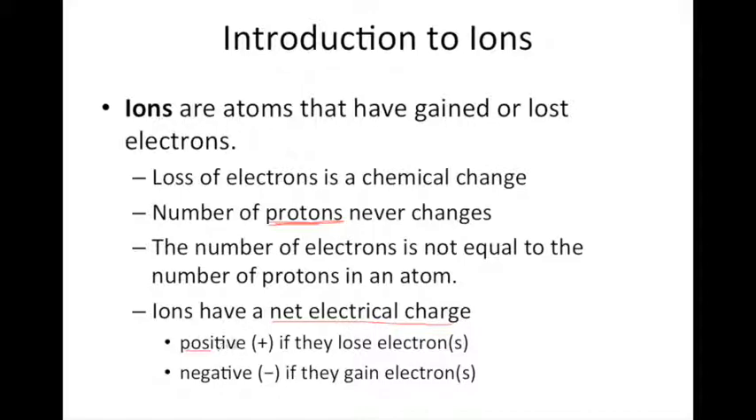The ion will have a positive charge if it loses electrons. Remember, electrons are negative, so if we're taking away a negative charge, the ion will have a positive charge. If the atom gains electrons, it will form a negative ion because, again, electrons are negatively charged. So every time an atom gains an electron, it becomes more and more negative.